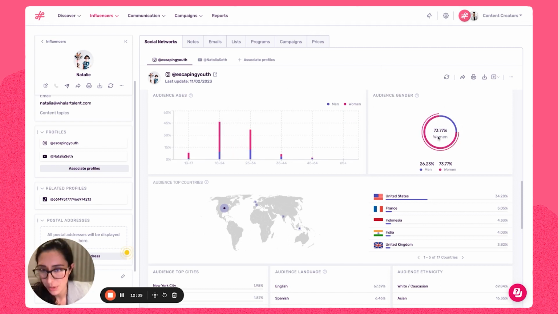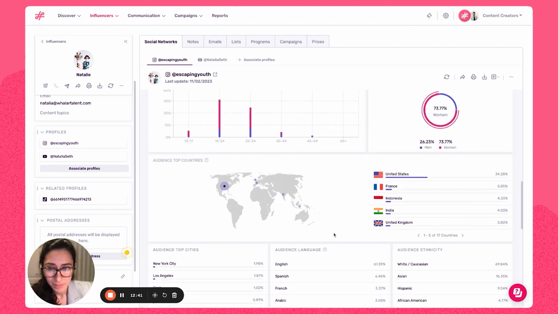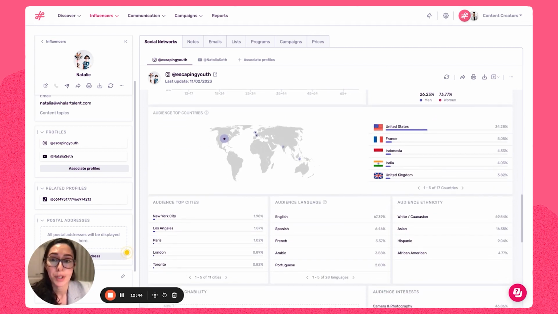Over here we have the gender breakdown once again. And down here we have top countries. So the majority of her audience is in the United States. She also has a large portion in France. And then down here things get interesting because we see Indonesia and India. Now these could be botted followers. However, there is a trend in some countries to have bot farms or follower farms, which are basically schemes where influencers can buy a number of followers to, again, artificially inflate their following.